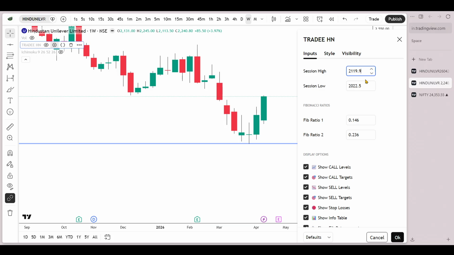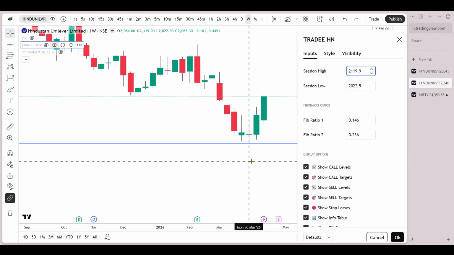There are so many SMC concepts, so many, but at the end of the day, we need money. At the end of the day, we need money. That's how you have to focus on trading always.